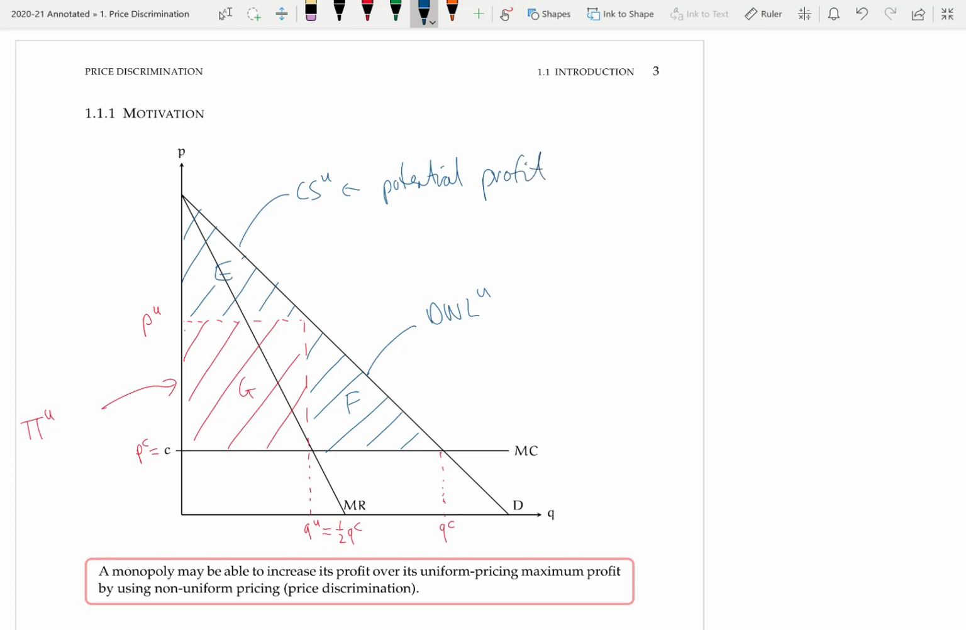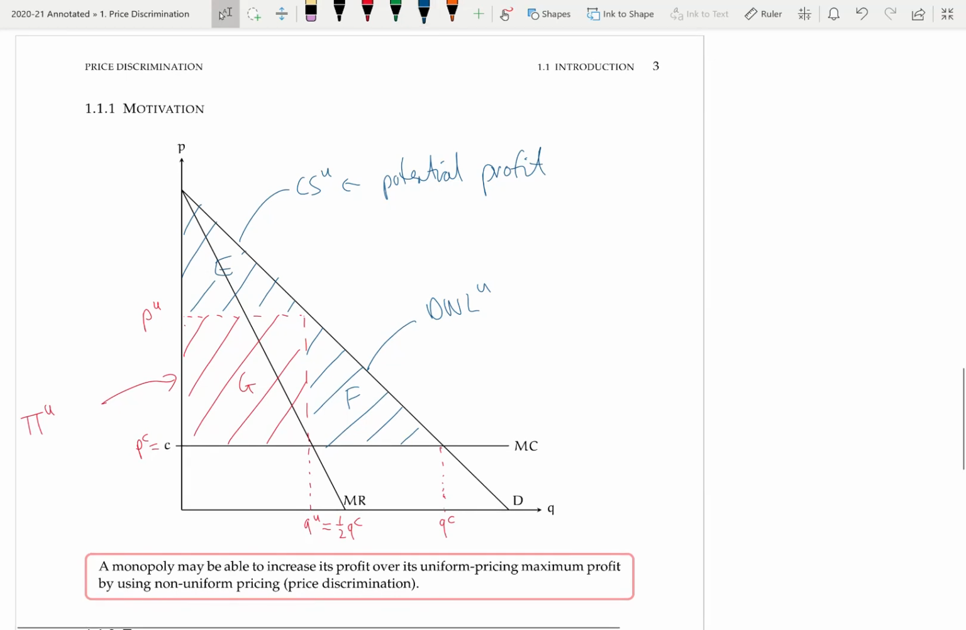So if the monopoly could charge a different price for each of these units along here, then they might be able to capture some of area E or all of area E as profit. So this is potential profit because consumers are willing to pay more than PU for those units. Now what about area F? Well, area F is also potential profit.